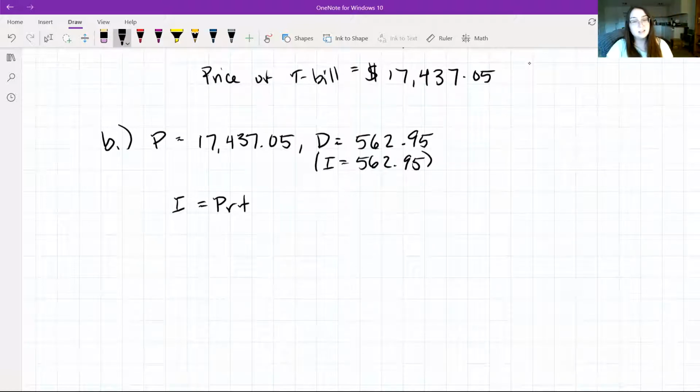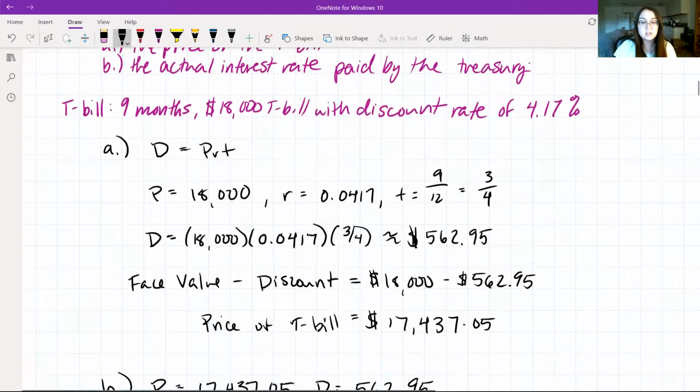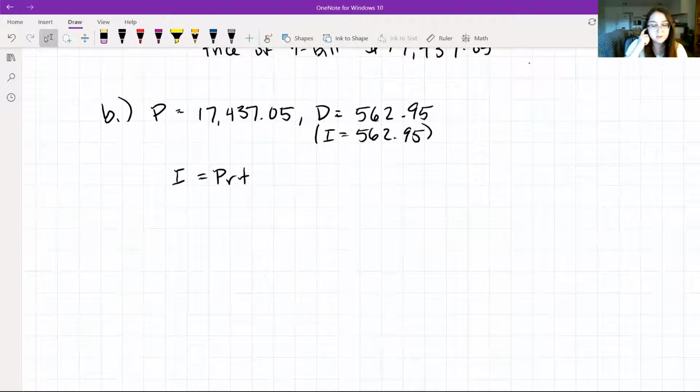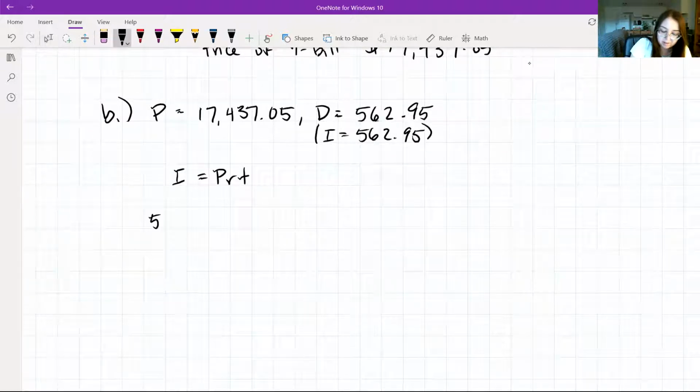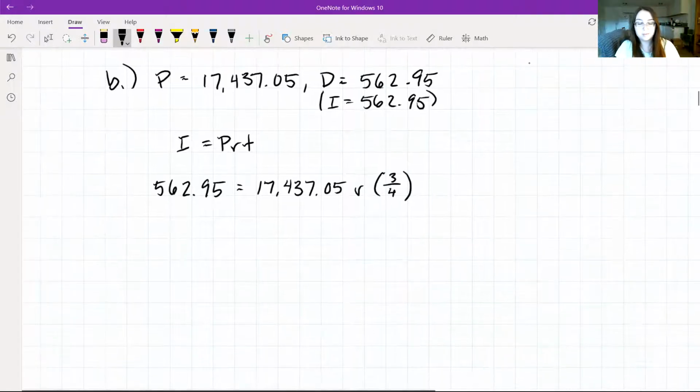And when we set this equation back up, we know that interest is just equal to P times R times T. Now we can replug everything in, and we want to solve for our rate, because we need to find the actual interest rate that the Treasury paid. So we plug all these values back in. We have $562.95 is equal to $17,437.05 times our rate times our time, which we know was 3 divided by 4.